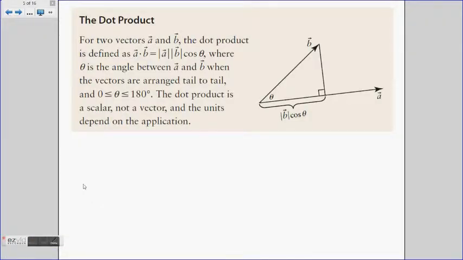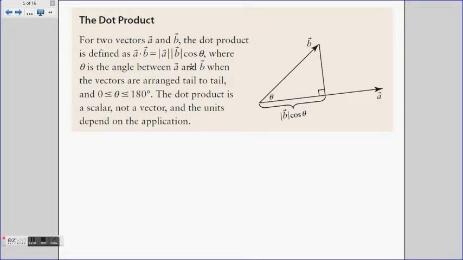So some terminology: the dot product is for two vectors A and B. If we have a generic A and a generic B, then the dot product is defined, and we denote it as A dot B. Yes, we do have to place the dot to denote that we are finding the dot product. It is the magnitude of A times the magnitude of B cos theta.